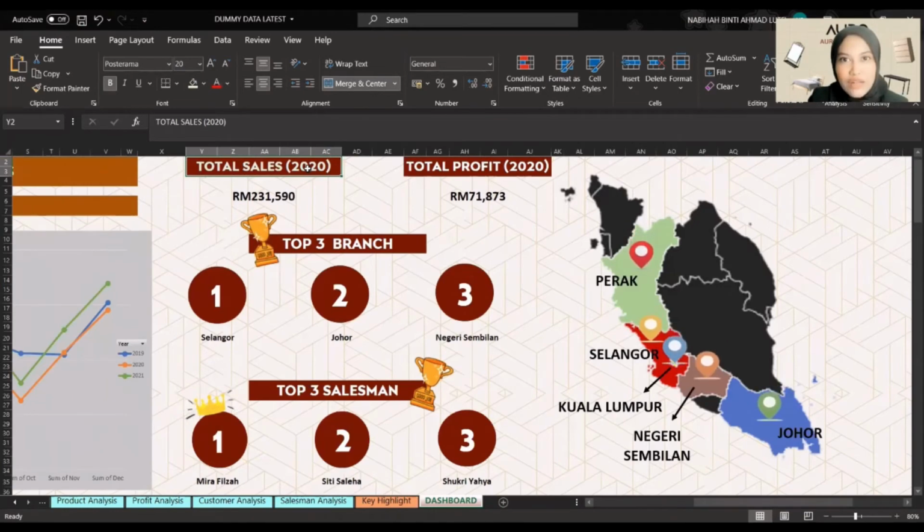For the dashboard, I will show the total sales and the total profit of our furniture for 2020.